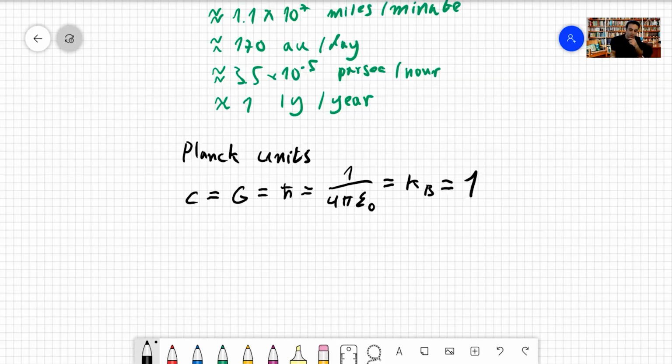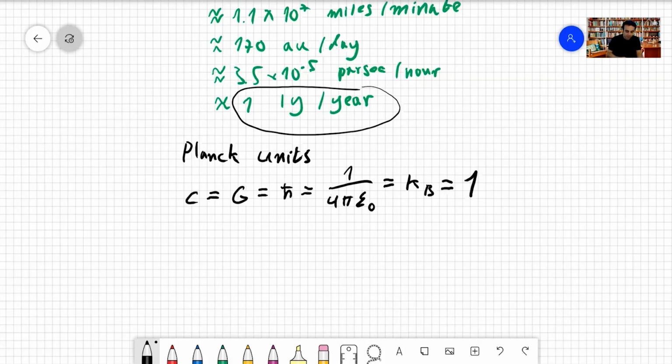So in practice, it means that, for example, we measure distance in light years and time in years, and therefore the speed of light is just 1 light-year per year. All of these are dimensional constants, which means we don't really care about the numerical value. So you might as well just set them all to be 1. And this allows us to remove them from our equations.